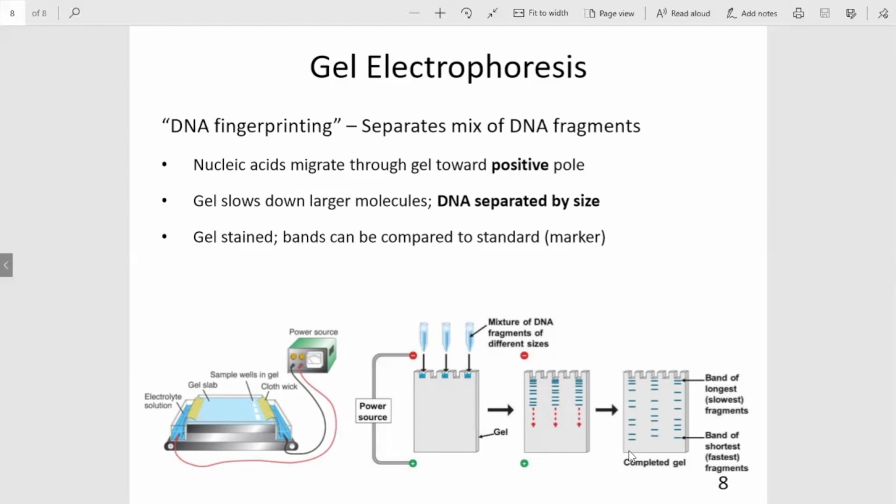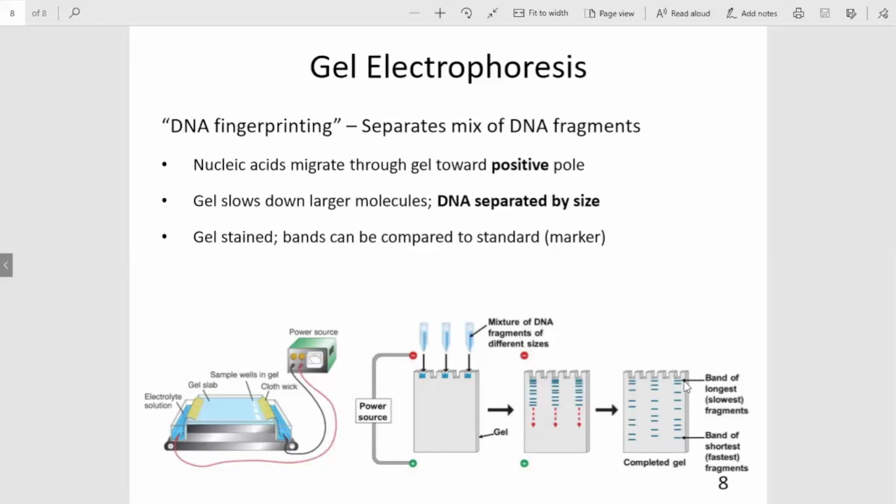Here you can see an example of a completed gel. So these blue lines here are called bands, and each band represents a certain sized fragment. The bands that are down here towards the bottom of the gel that have moved the furthest away from the well, these are shorter or smaller fragments. The bigger fragments, again, get slowed down by the gel and don't move as quickly or as far.